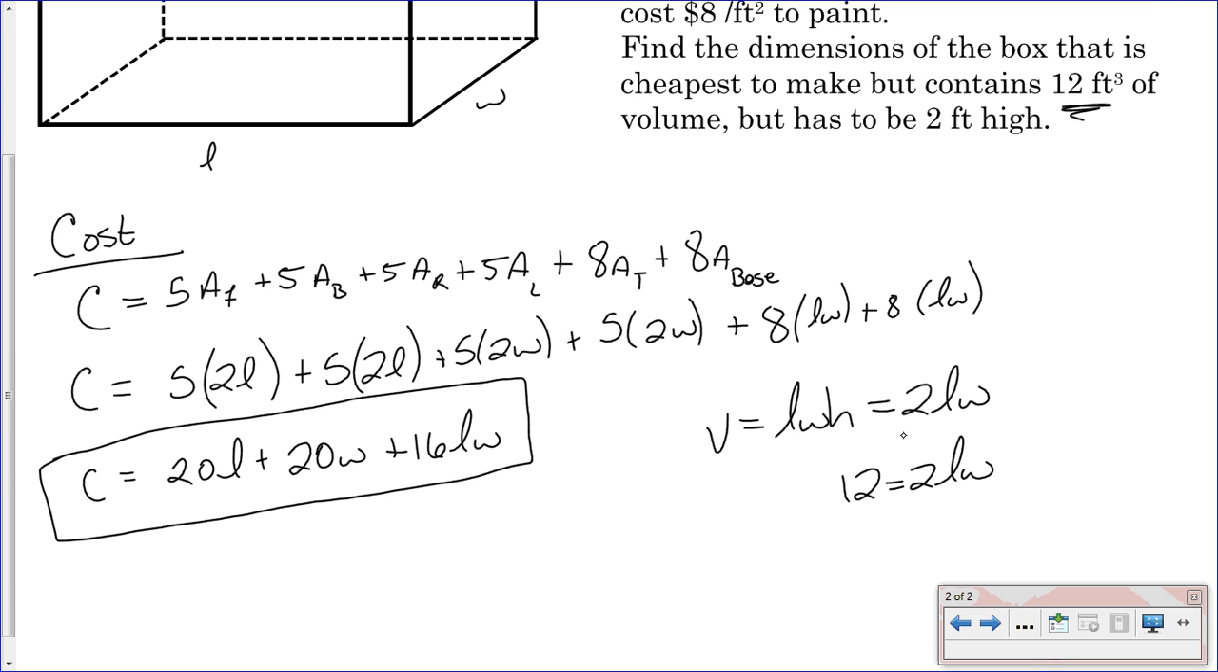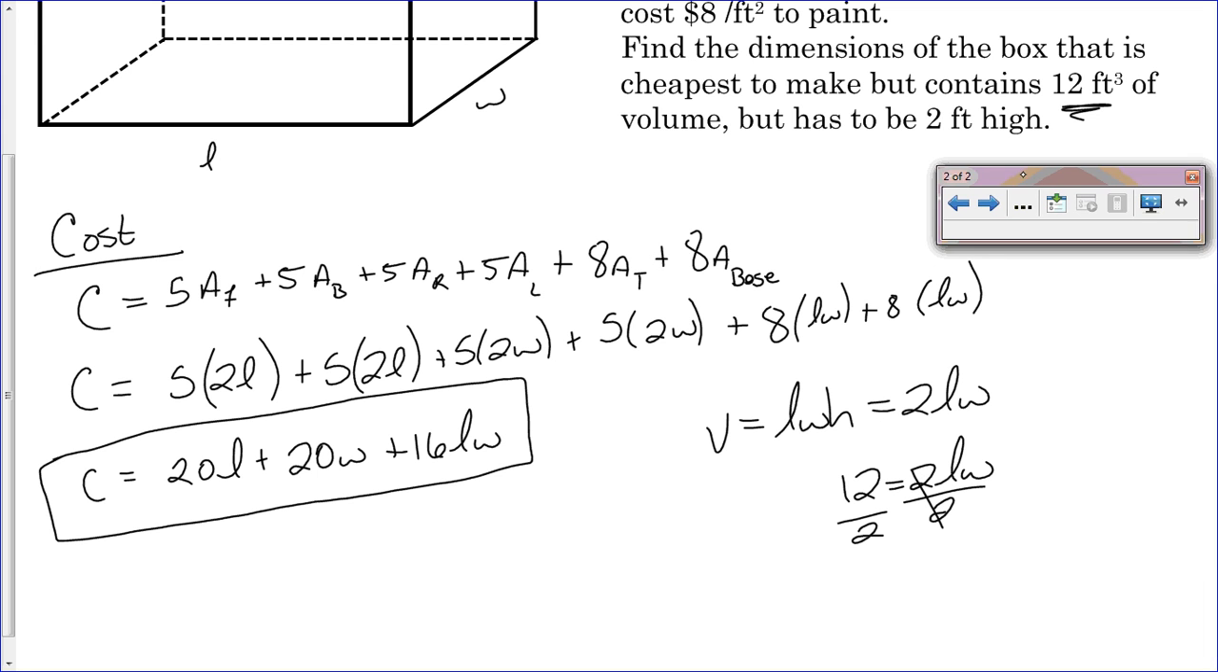Now, remember how we were solving for variables? We want to get rid of some of these variables so we only have one variable and can actually solve for it, because once we get one variable, we can easily find the other one. If we divide both sides by 2, we know that 6 equals length times width. Here's length times width, so we can take that out and put in 6, because we know 6 equals L times W.